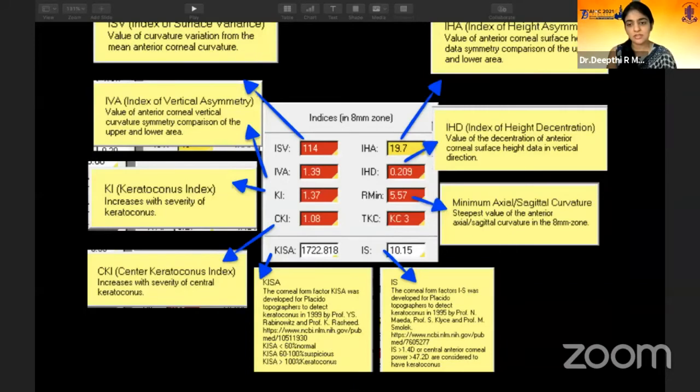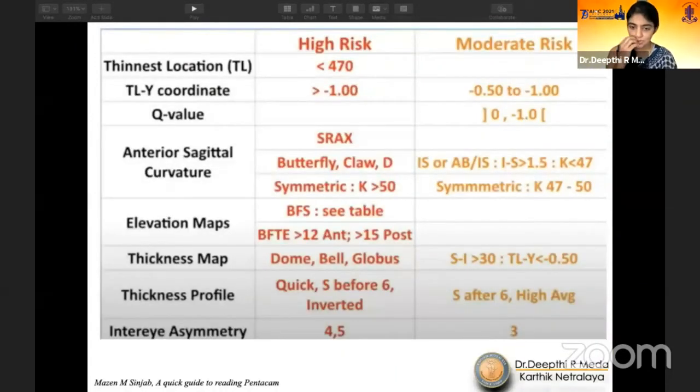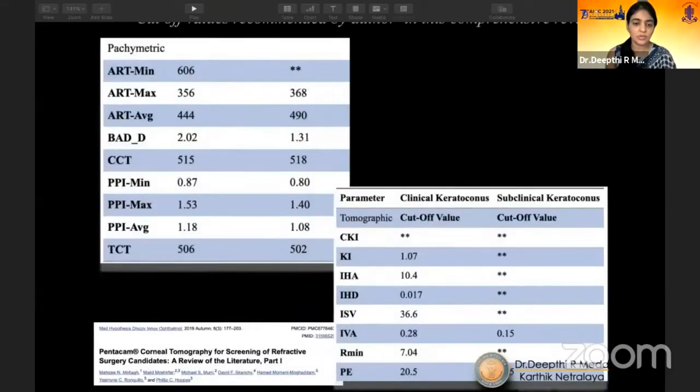Now, any topography machine also gives you a lot of keratoconic indices like the ones mentioned here, but I would say this is more popular in the Placido era. And you can take it many times. You see that they appear normal, but with a pinch of salt, you can see which of the indices are abnormal and correlate with the elevation and the topography. So you have a lot of authors giving you cutoff values.